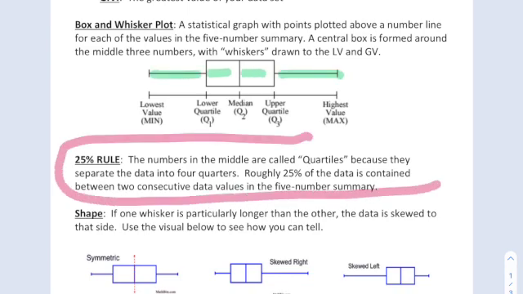This is an important rule to understand called the 25% rule. It says that within each of these 4 parts of the graph lies 25% of the data.